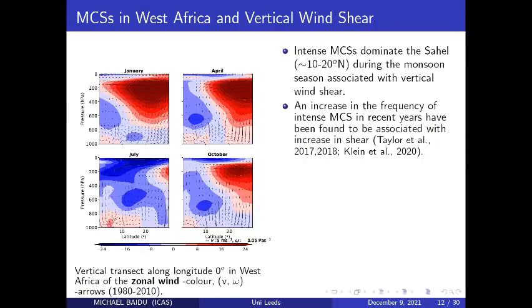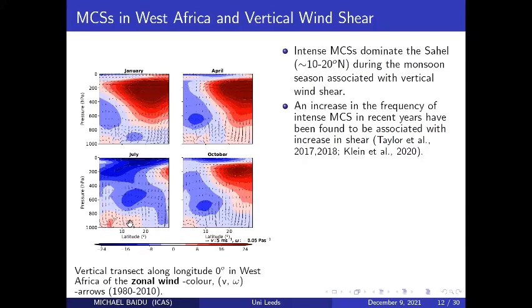In July, like I showed in the first plot, most of the storms are located in the north, in the Sahel mainly. So between latitudes 10 to 20 degrees north, you have a lot of intense storms happening here.